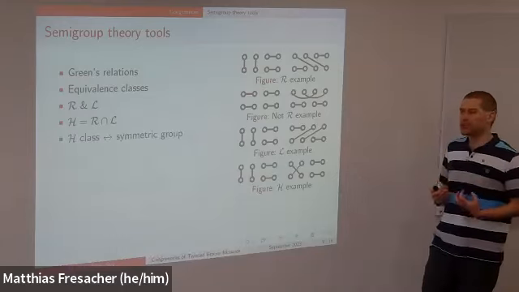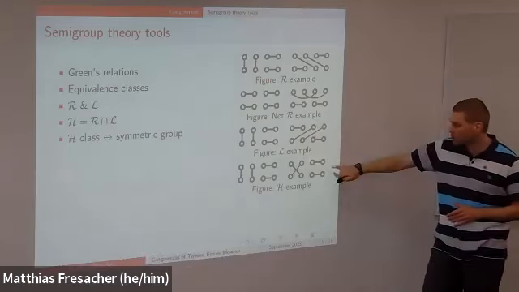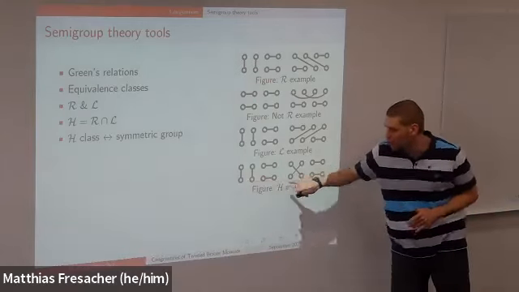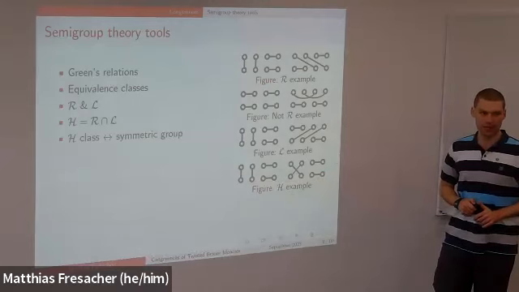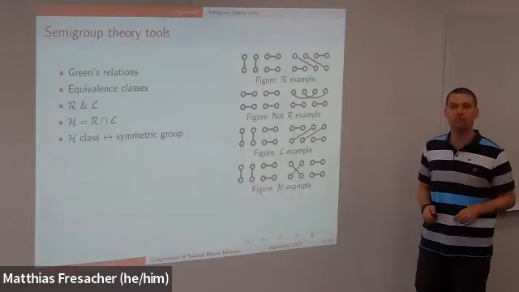And there is a bijection between an H class and the symmetric group of that rank, which you can already see here, where I have rank 2 and the symmetric group S_2 popping out. This bijection is going to be important to keep in mind for later on.